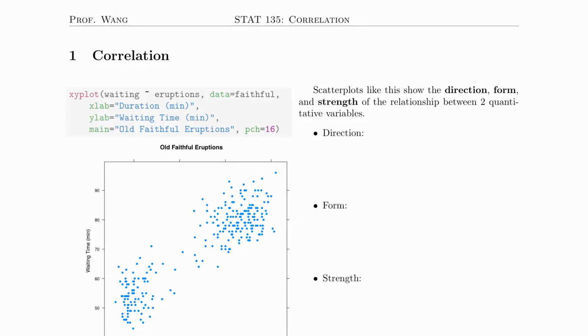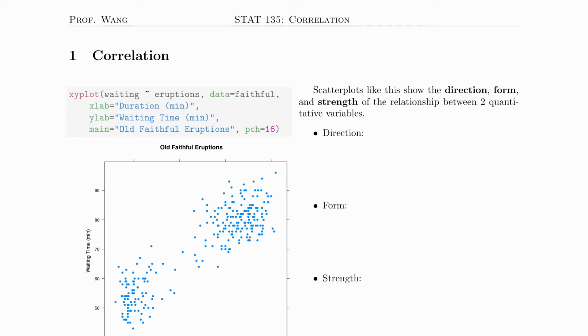When examining the relationship between two quantitative variables, we've already seen how much information can be gleaned from a simple scatter plot. In this video, we're going to learn about ways of describing this relationship more precisely, both verbally and numerically. So we'll start off by talking a little bit about correlation. So let's take a look at some real data.